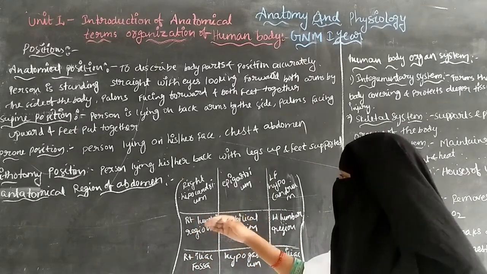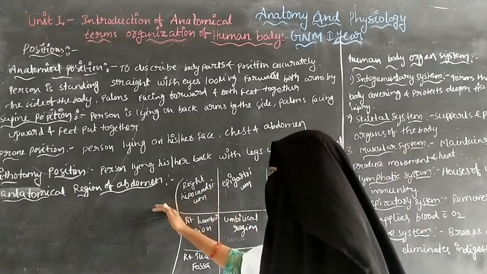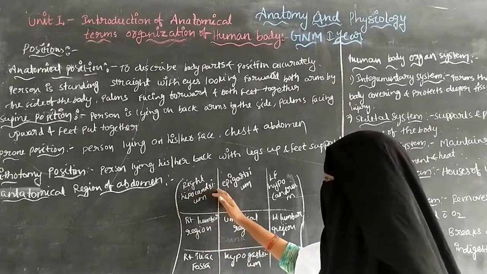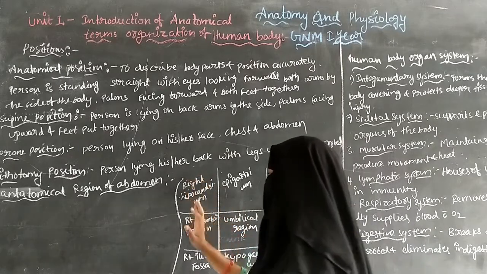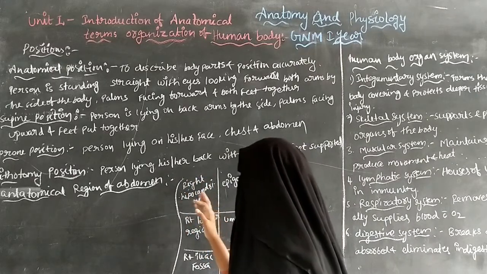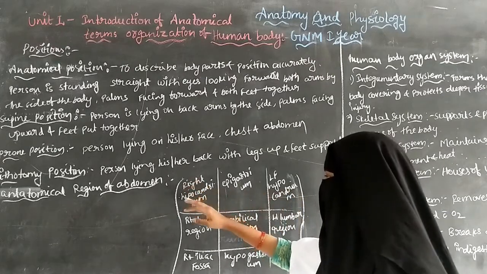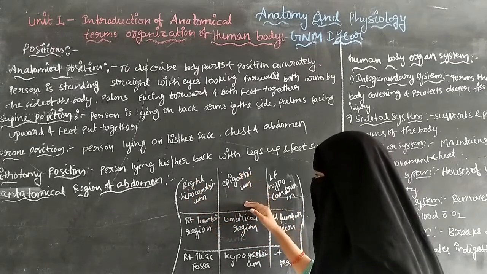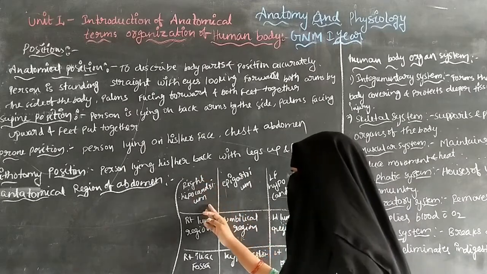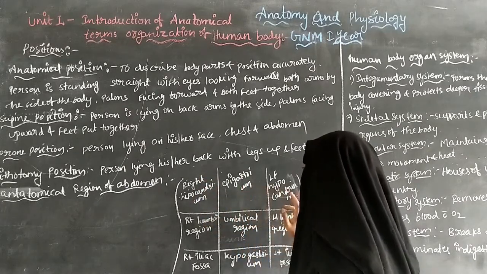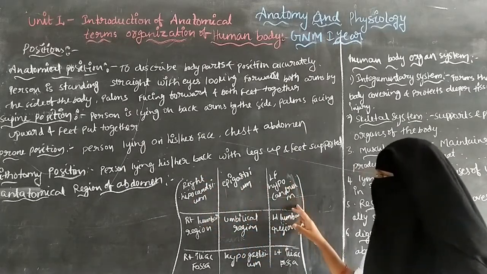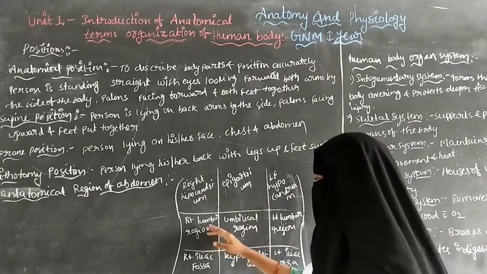So what are the 9 segments of the abdomen? If you look at the upper part of the abdomen, there is the right hypochondrium, the epigastrium, and the left hypochondrium. And the next one is the middle part of the abdomen.